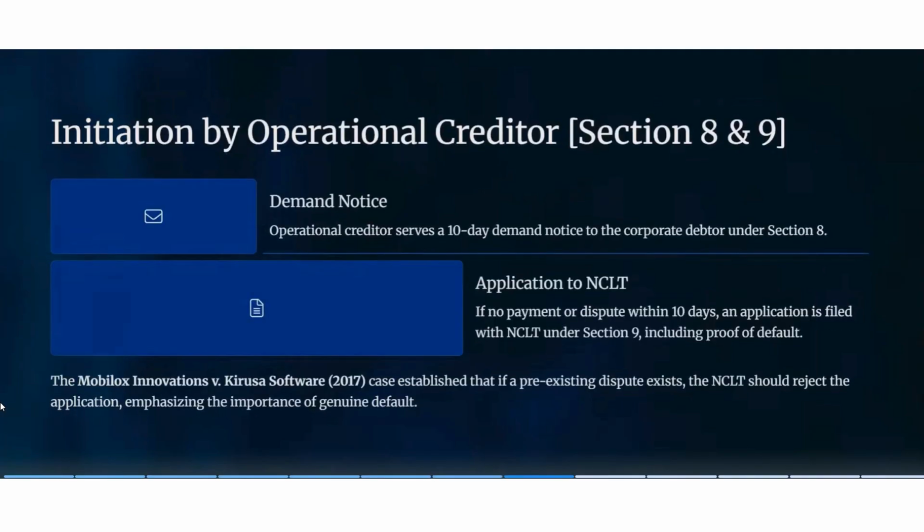Initiation by an operational creditor, Sections 8 and 9. Demand notice: operational creditors serve a 10-day demand notice to the corporate debtor under Section 8. Application to NCLT: if there is no payment or dispute within 10 days, an application is filed with NCLT under Section 9, including proof of default. The Mobilox Innovations versus Kirusa Software case established that if a pre-existing dispute exists, NCLT should reject the application, emphasizing the importance of genuine default.